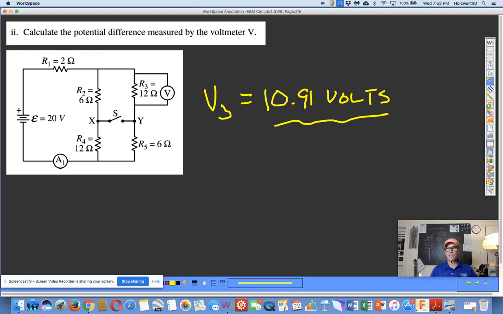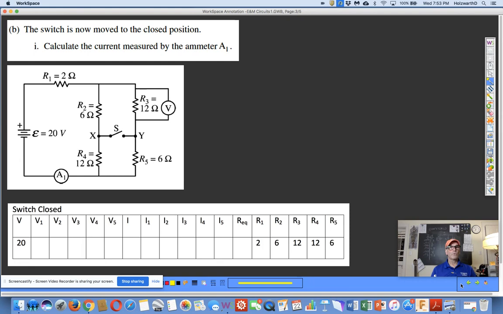All right, let's go on to the next question. Okay. The switch is now moved to the closed position. Now notice here I have a chart that says when the switch is closed. So I'm going to chart a little bit. I don't know if I'm going to chart it all, but we'll see how far we get, because I didn't want to over-explain. I know that we have a limited amount of time.